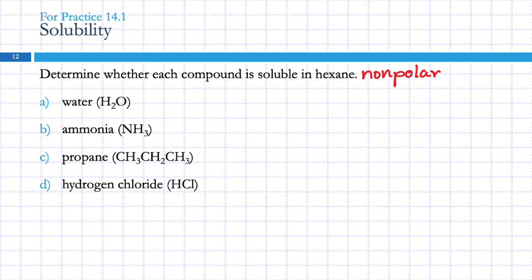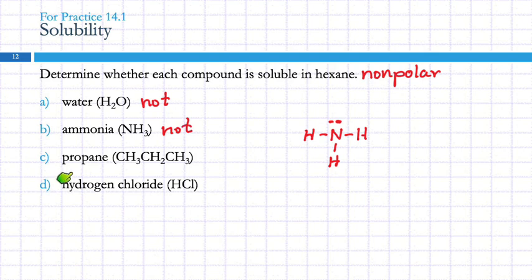So we're looking at, are these compounds soluble in hexane? What are we looking at? We're looking at, is this molecule nonpolar or polar? Well, what's water? Water's polar. So this is not soluble in hexane. How about ammonia? Nonpolar. Because NH3. Don't you need another one now? But we have a lone pair on the nitrogen. So then it is polar. So this is also polar, so not soluble.